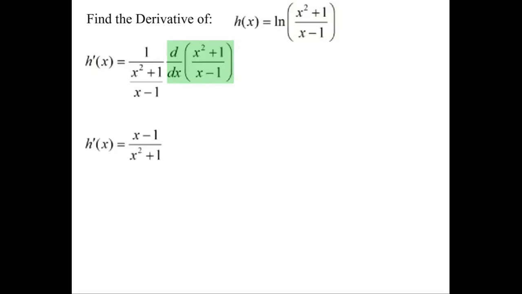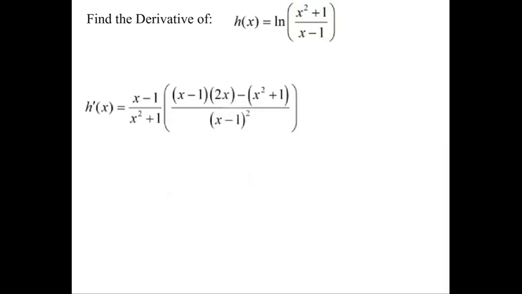So applying the chain rule, we take the derivative of the outer function and evaluate it at the inner function. We have the following expression, and multiply that by the derivative of the inner function. The derivative of the inner function requires application of the quotient rule. So applying the quotient rule, we have the following expression.